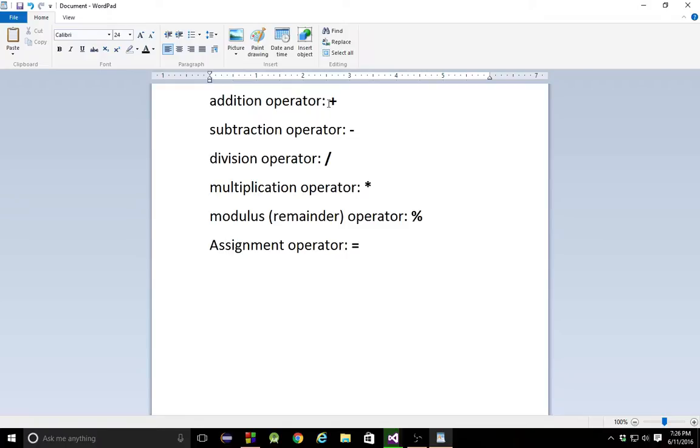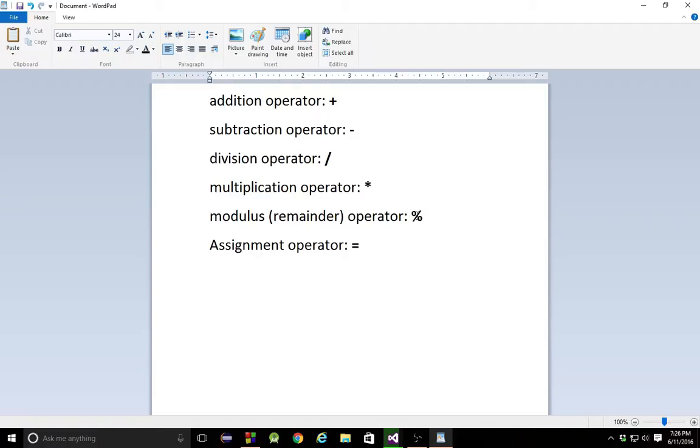Okay, so the addition operator conducts a sum of 2 different variables. Subtraction conducts, not the sum, the difference of 2 different variables. Division is the quotient of 2 different variables. Multiplication is the product of 2 different variables. And modulus is a special one. It actually gives a remainder.